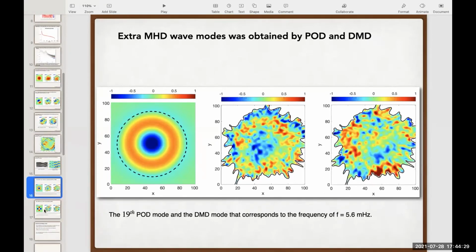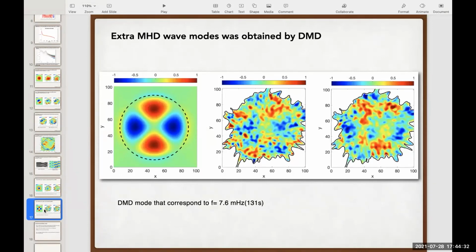The last mode that we have detected is the fluting mode, with m equal to 2. As with the sausage overtone, the POD here shows a higher correlation with the model, and the DMD mode corresponding to 7.6 millihertz also shows a higher correlation with that model.